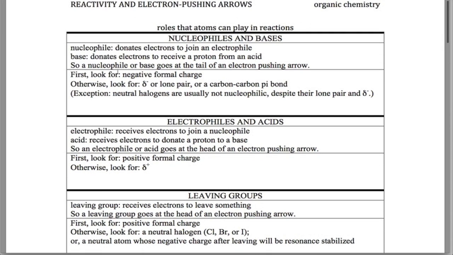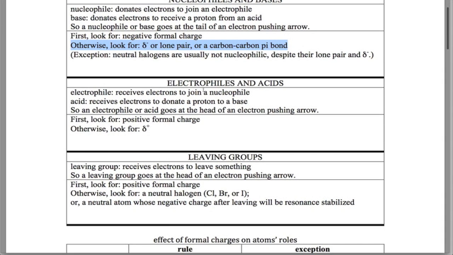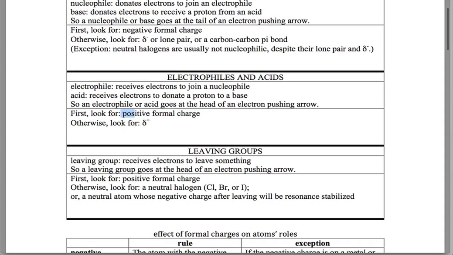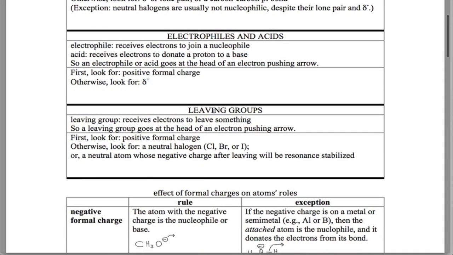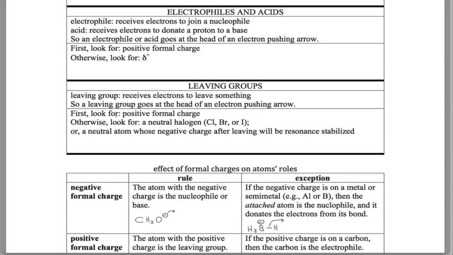So, for a nucleophile, first you look for a negative formal charge. Otherwise, you look for delta negative or a lone pair or a carbon-carbon pi bond. So this summarizes ideas we've already talked about. For electrophiles, first you look for a positive formal charge. I could have been more specific: usually you look for an atom that's attached to an atom with a positive formal charge, or a carbocation. Otherwise, you look for a delta positive. And then for leaving groups, again, you look for an atom with a positive formal charge, and otherwise you look for these neutral halogens.